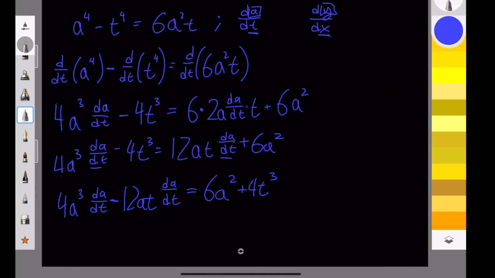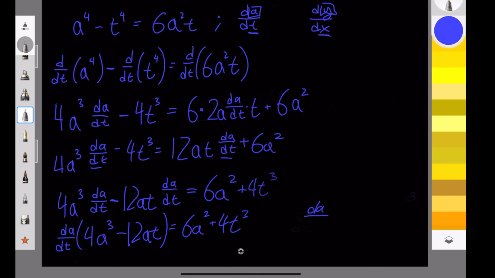All right, and again, we just factor out our dA dt. 4a cubed minus 12at is equal to 6a squared plus 4t cubed. And we divide both sides by that. Our final answer is dA dt is equal to 6a squared plus 4t cubed divided by 4a cubed minus 12at.